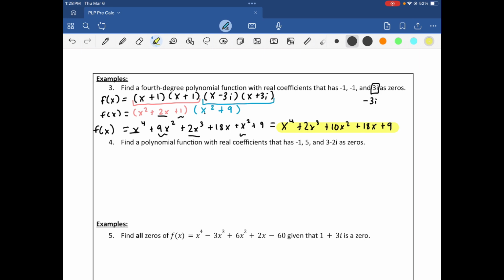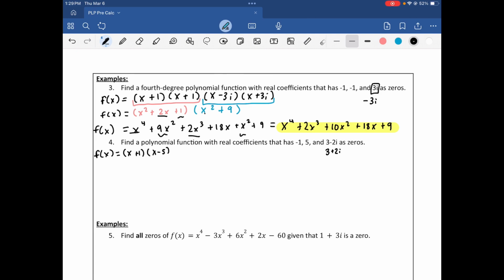All right, example 4, find a polynomial function with real coefficients that has negative 1, 5, and then 3 minus 2i as zeros. Again, if we know that we have 3 minus 2i as a 0, we also have 3 plus 2i as a 0. Bear with me, this one's going to get a little bit ugly for a second, but it'll work out nicely in the end. So we've got f of x is equal to, our first 0 we know is negative 1, which means we have x plus 1 as a factor. And then our second 0 is 5, which means we have x minus 5 as a factor.